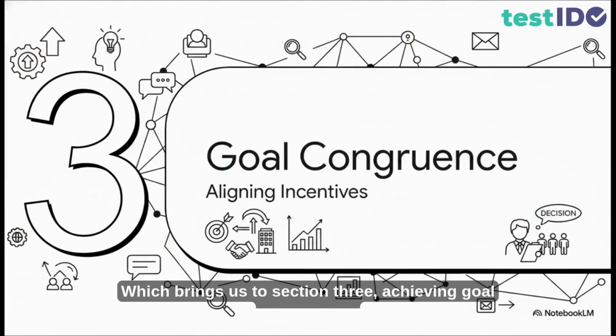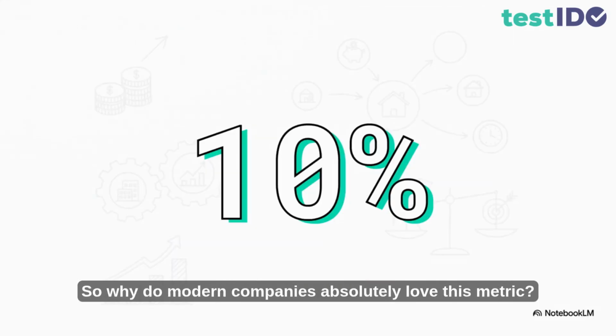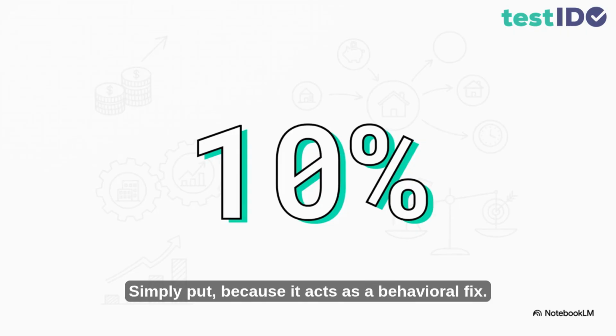Which brings us to Section 3, achieving goal congruence. So, why do modern companies absolutely love this metric? Simply put, because it acts as a behavioral fix. Let's run through a theoretical scenario together.